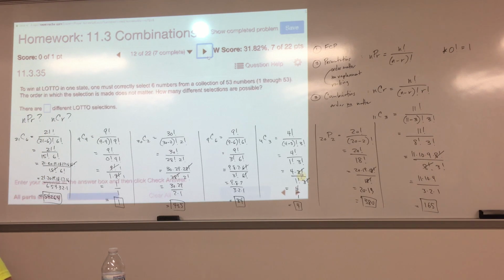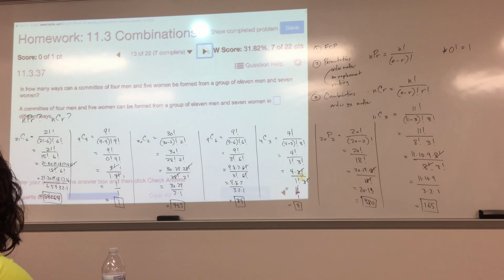All right, let's take a look at this one. To win at Lotto in one state, one must correctly select 6 numbers from a collection of 53 numbers, 1 through 53. The order in which the selection is made does not matter. How many different selections? So this is a C, obviously. 53C6.